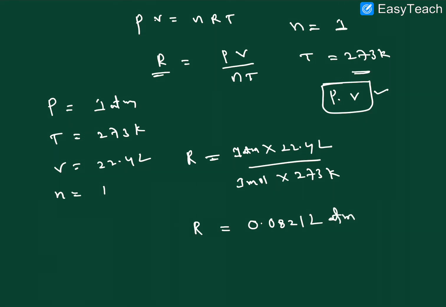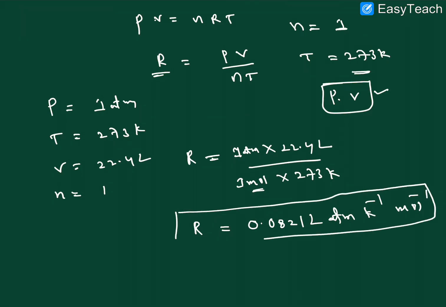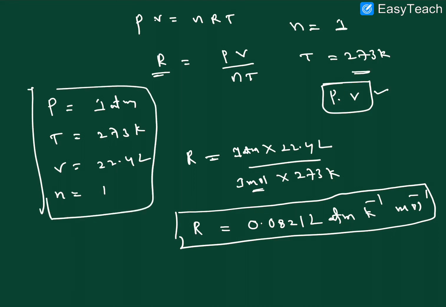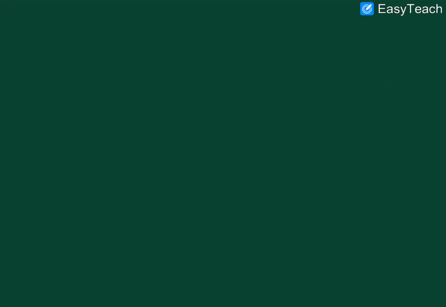Here is one more piece of information. The pressure they are giving here is in dyne per centimeter square, and here the volume is in ml. So these are the units, and this is equal to R. I hope it is clear.